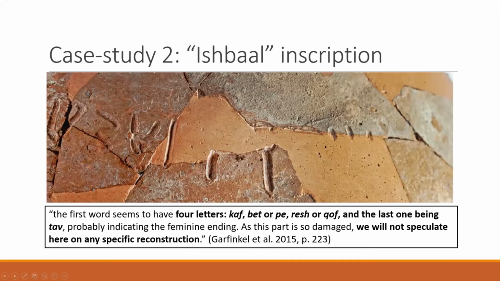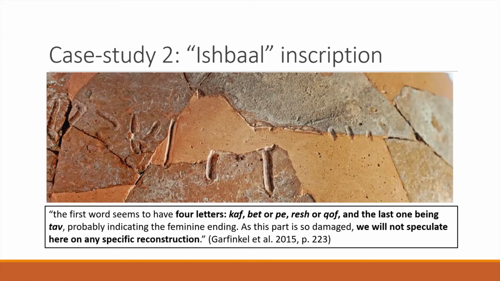In the publication of this inscription, they said the first word seems to have 4 letters: kaf here, then bet or pe here, then resh or qof here, and the last one being taf. But this is a regular expression, right? It's because of the or, probably indicating the feminine ending. As this part is so damaged, we will not speculate here on any specific reconstruction.